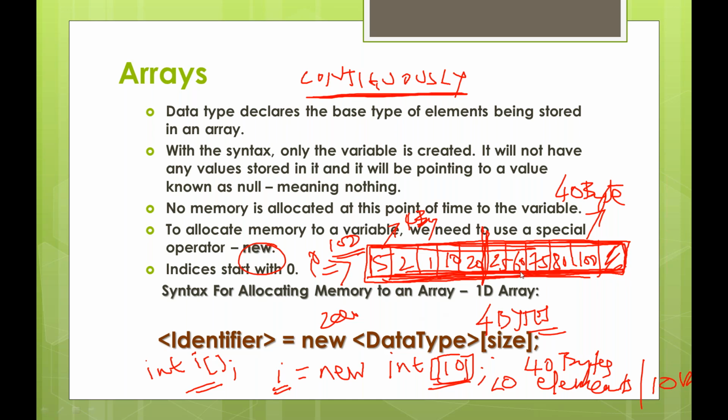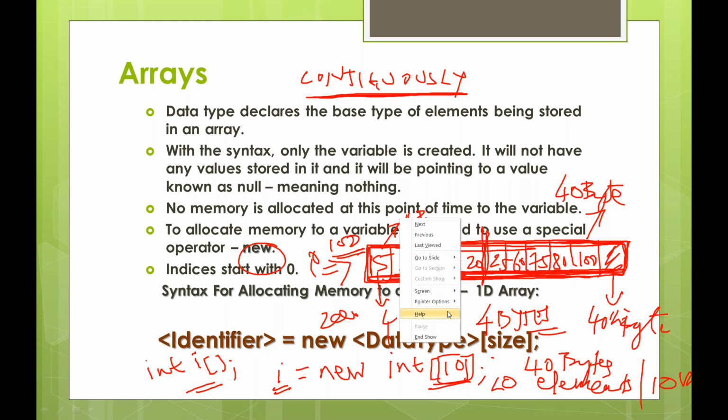One block of memory is taken, and then the required number of bytes is allocated. Based on the required number of bytes, it allocates that many bytes in one block. Contiguous means continuously. This is 4 bytes, this is 8, this will be 40, like that, so that you can access these elements easily.